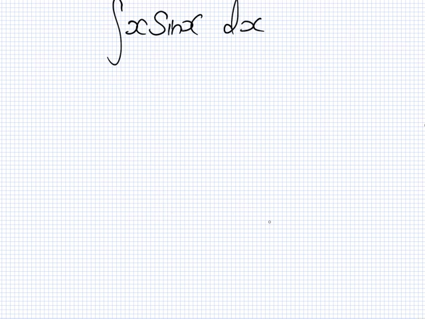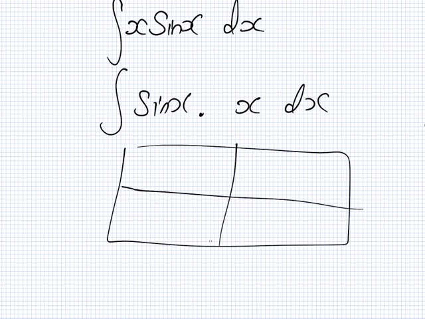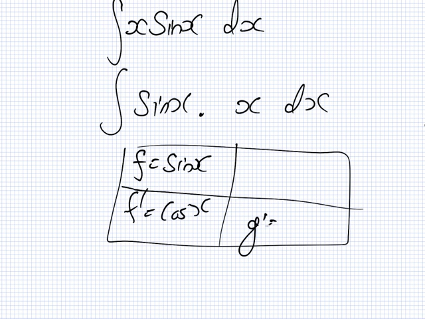Watch what happens if I swap them. sin x, x dx. So, in this version, you don't need to write this down, just watch. Here, what's f? sin x. f derivative, cos x. g derivative, x. And g, what's g? I'm waiting.